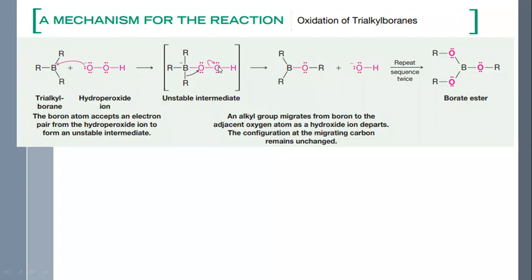Once the oxygen bond is formed here, the OH will leave, okay? So again, the boron accepts an electron pair from the hydrogen peroxide you have in there to form an intermediate, and an alkyl group migrates from boron to the adjacent atom as a hydroxide ion departs. The alkyl groups can migrate from boron to the adjacent oxygen, and the configuration of the migrating carbon remains unchanged. So you notice that since you have here the OOH added to this boron, the configuration is still the same. So we want to relieve this negative charge developed on our boron by migrating our alkyl groups to the oxygen.